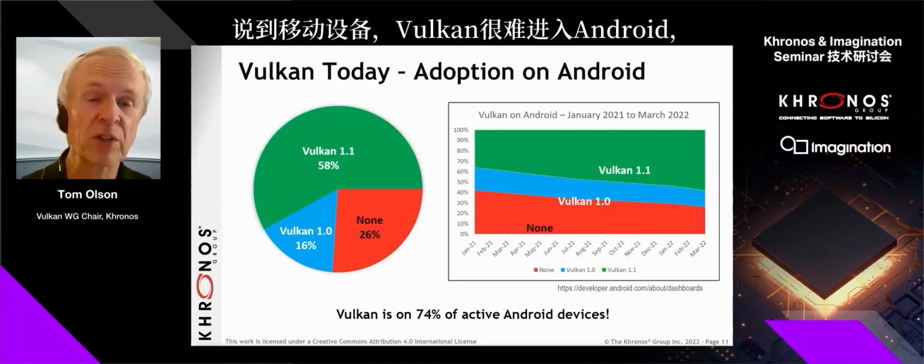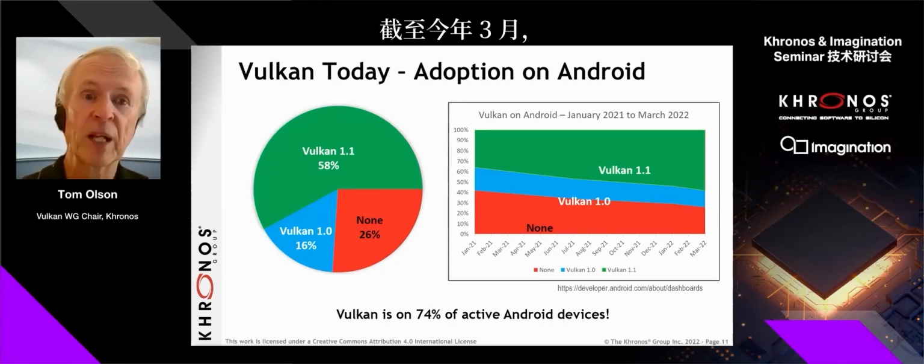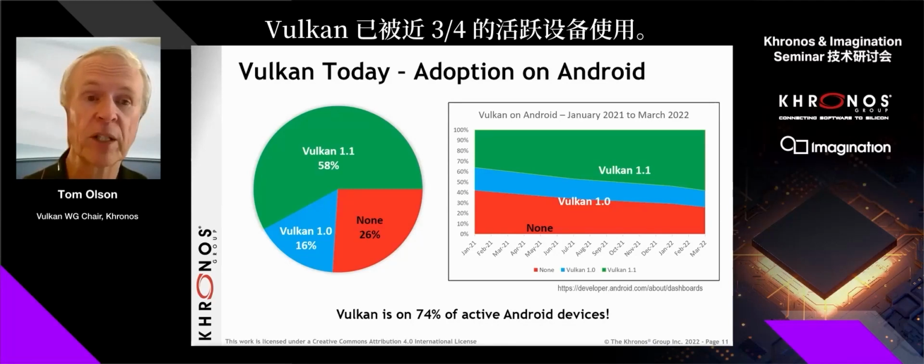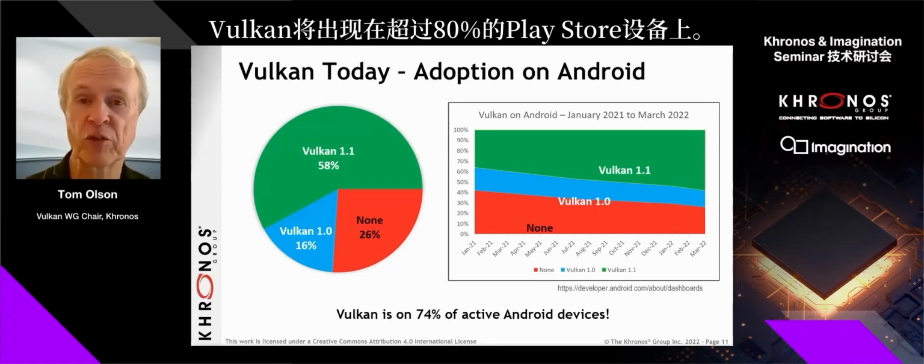Speaking of mobile devices, Vulkan was slow to come to Android because it's so hard to get driver updates, but as of March of this year, Vulkan is on almost 3/4 of active devices. I'm quite sure that Vulkan will be on more than 80% of Play Store devices by the end of this year.